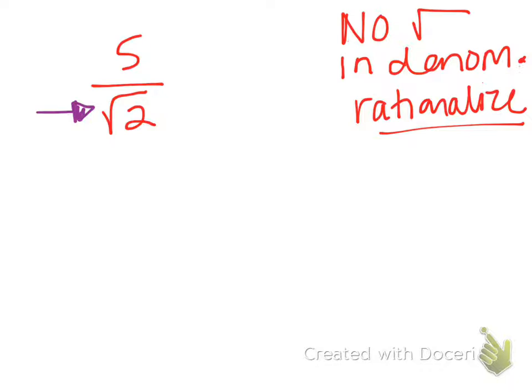So to do that, whatever is in the denominator, I'm going to multiply it by that over itself. The reason I can do this is because if I do square root of 2 over square root of 2, anything divided by itself is just 1. So really, I'm just multiplying this whole thing by 1, and I'm not really changing anything about it. I'm just trying to get the radical out of the denominator.